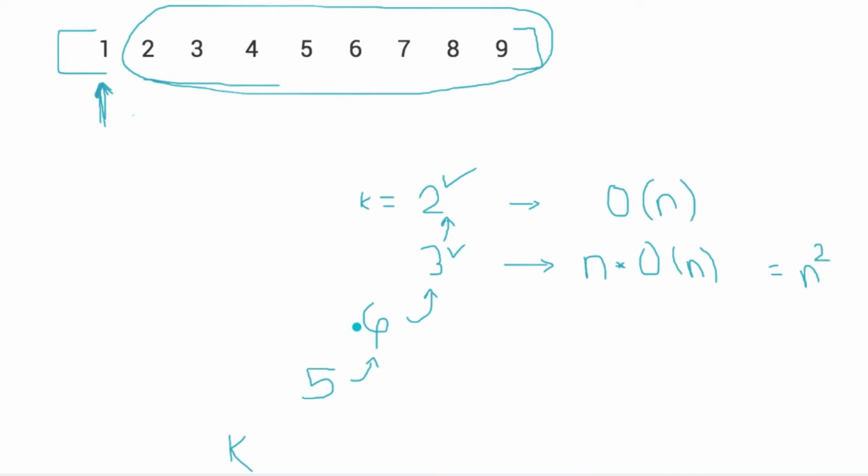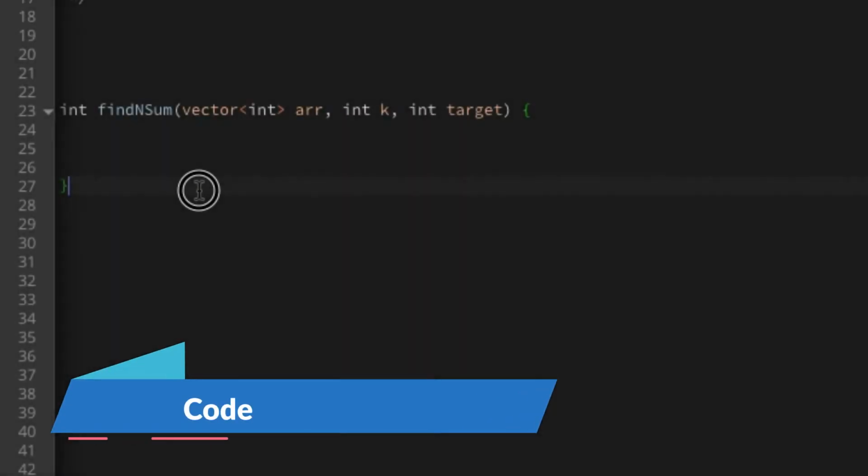For 4sum problem, we are going to solve 3sum problem n number of times, and hence the time complexity is going to be big O of n cube. And hence, to generalize the time complexity further, for any k, the time complexity will of course be n power k minus 1. Here we are going to implement this find n-sum method.